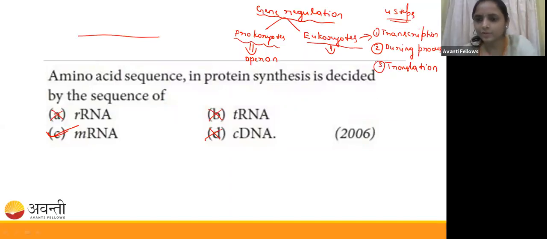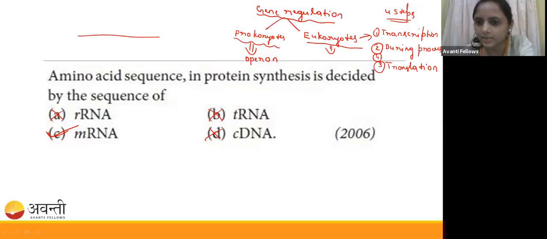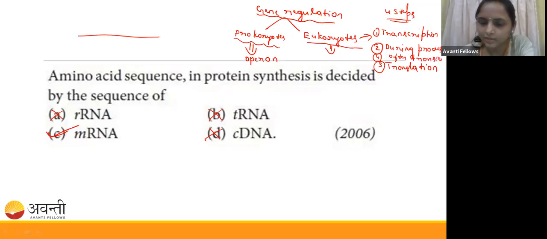During the translation. Okay. And another one is after the transcription also. Okay, so these are the four steps of gene regulation in the eukaryote, where the regulation of the gene is going to take place, whereas in the prokaryotes only operon type. Okay, operon. So we are going to learn this today now.